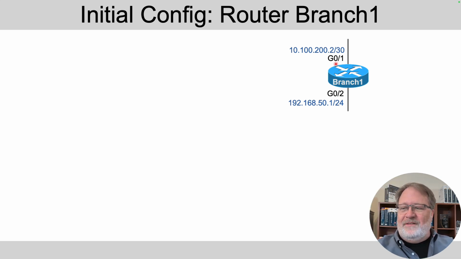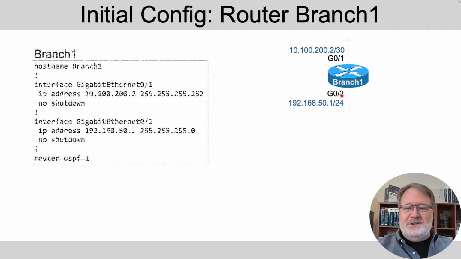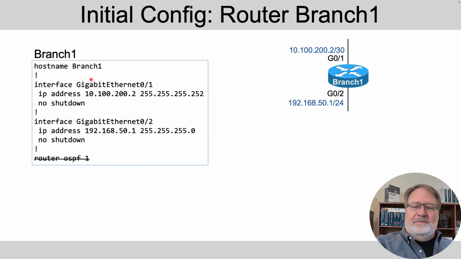The branches all have a WAN interface that's gig 0/1 and a LAN interface that's gig 0/2. So the initial config has a host name configured. The LAN and WAN interfaces are configured with the IP addresses per the figure, a no shutdown command configured, and of course, as before, no routing protocol in use.